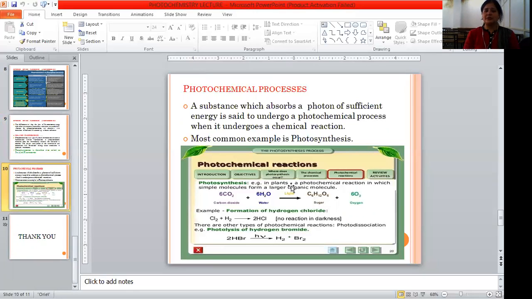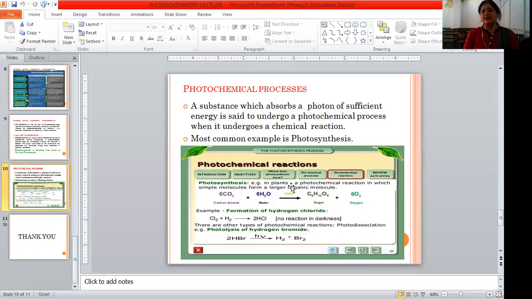Then what is a photochemical process? The most common example of photochemical process is photosynthesis. A compound or a substance which absorbs a photon of sufficient energy, it undergoes a photochemical change. This type of a reaction is known as a photochemical process. Example, the most common is photosynthesis.